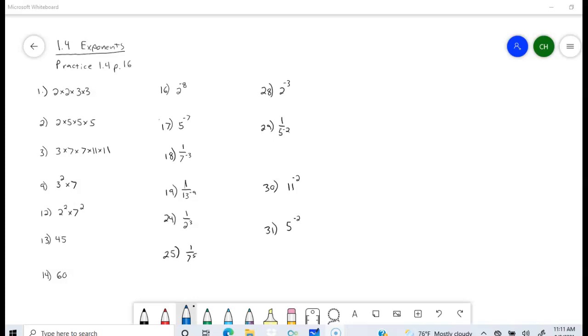Okay, Pre-Algebra, welcome to 1.4 Exponents. We're going to be working on practice in section 1.4, page 16. This is exponents. I can't stress enough how important it is to really thoroughly understand what exponents are. Exponents tell us how many times to multiply the base by itself.